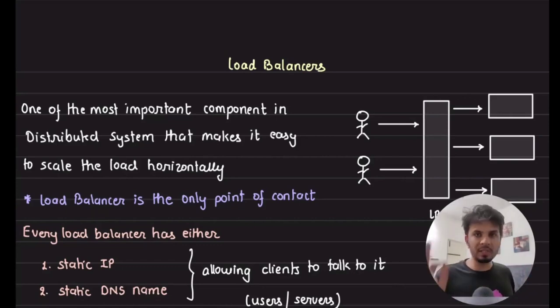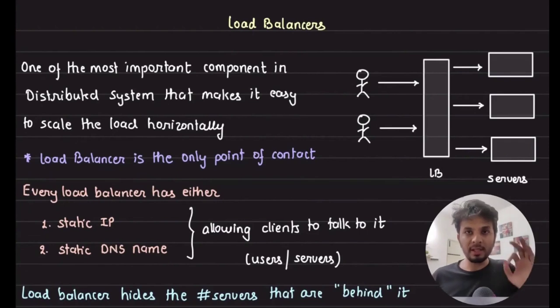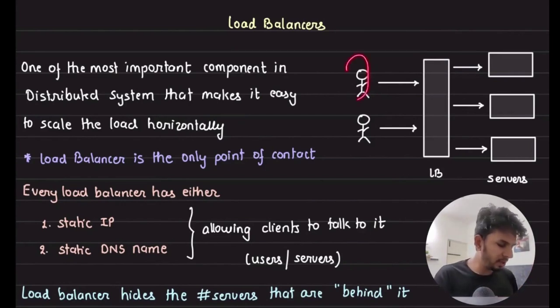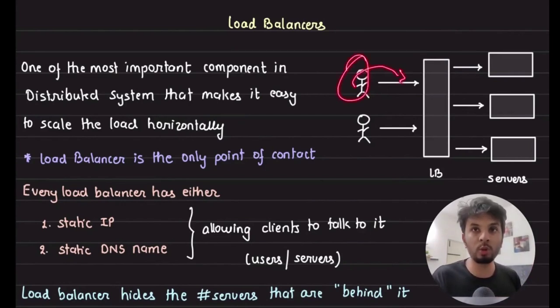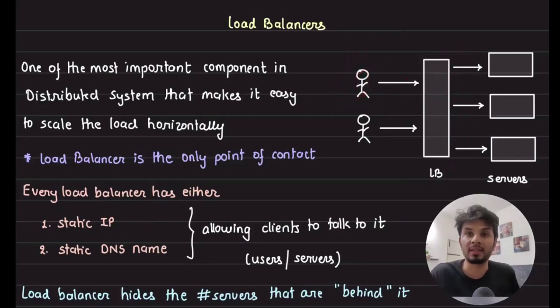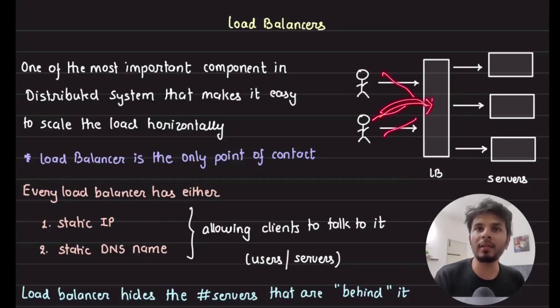Okay. First point first. A load balancer is effectively the only point of contact. Whenever a user wants to reach out to one of the backend API servers, they have to go through the load balancer. The first feature that load balancers give you is a single point of contact. Through this single point of contact, any client will reach out.